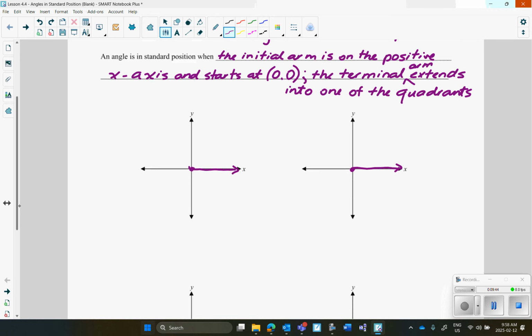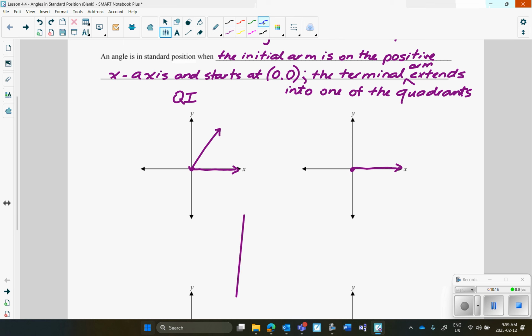So let's look at all the quadrants. Remember, we label quadrants starting in the upper right and then counterclockwise. So we've got 1, 2, 3, 4. Okay? So let's draw an angle in quadrant 1. I'm just going to make sure that this goes somewhere in quadrant 1.